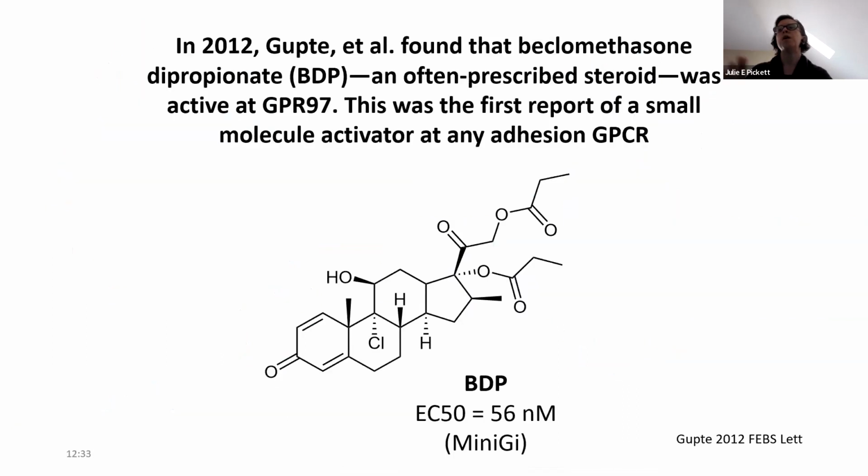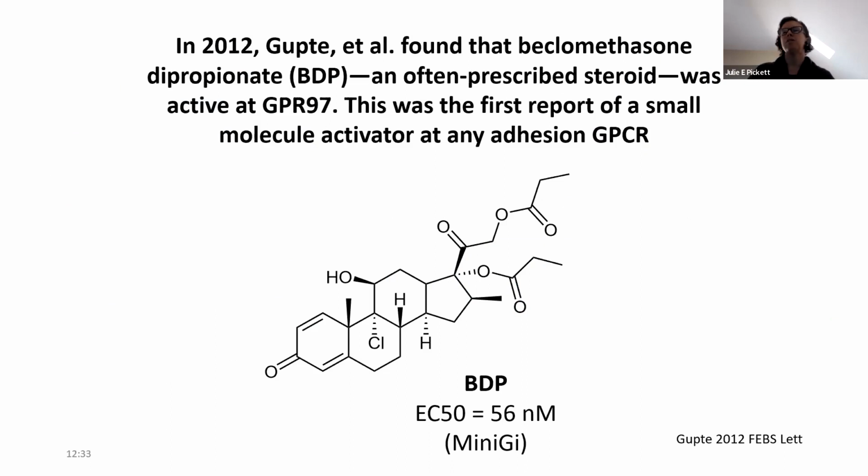In 2012, beclomethasone dipropionate was found to activate GPR97. It's a very exciting finding, but from a probe standpoint, starting with a very potent steroid is not really a great starting point. In addition to steroid activity not being an off-target liability that you want to deal with, there are a lot of chiral centers here, and that's also not something you want to have to deal with.